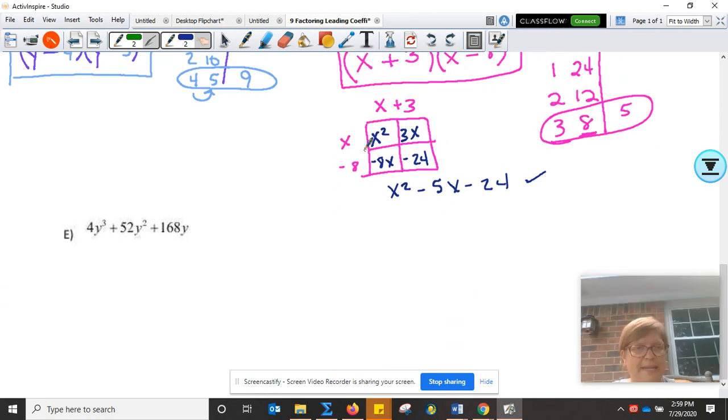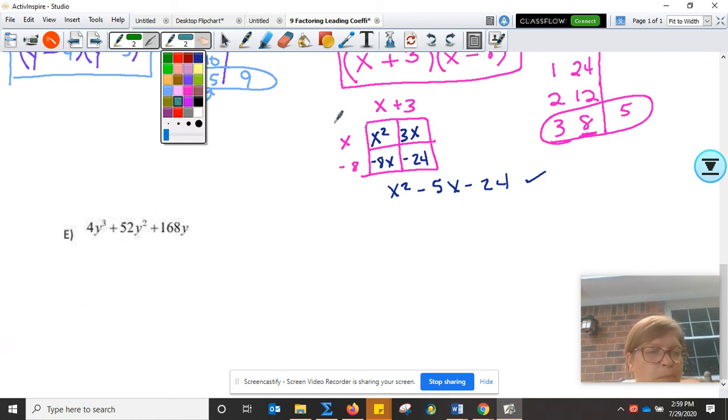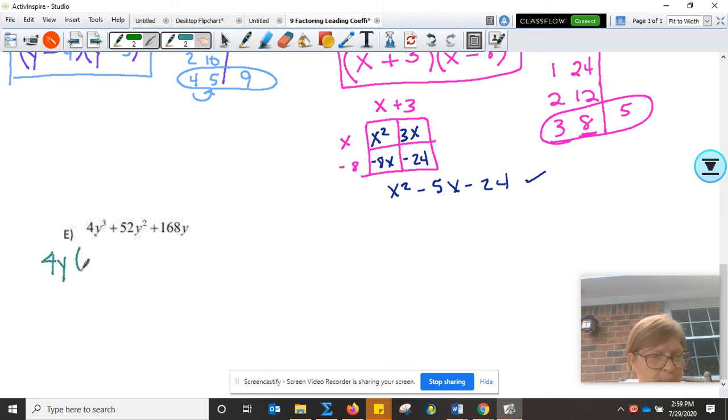Now for our final example. Can we take out a GCF? Yes, I think 4 will go into everything. And we also have y's in every term as well. So I'm not only going to take out a 4, I'm taking out a 4y. Then I'm going to get y squared plus 13y plus 42. We already took out the y.